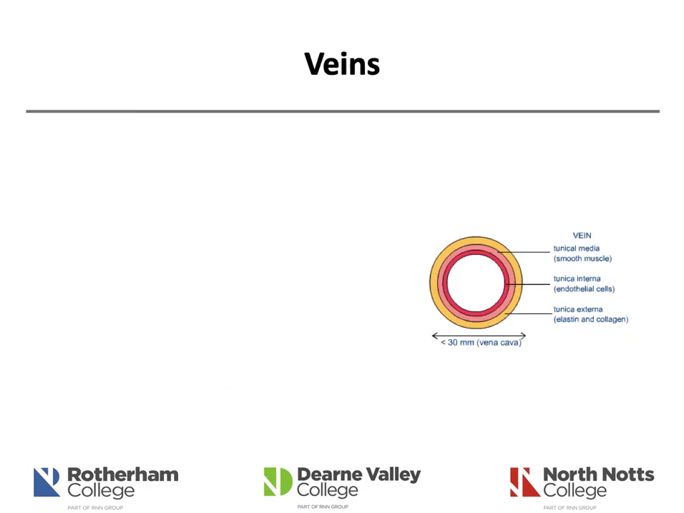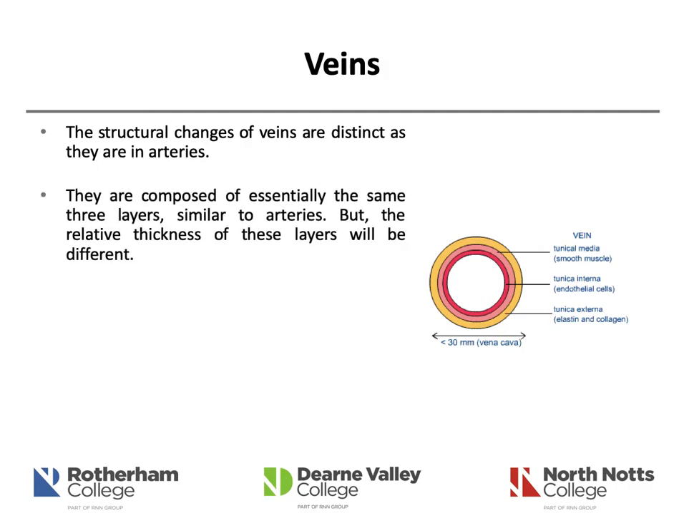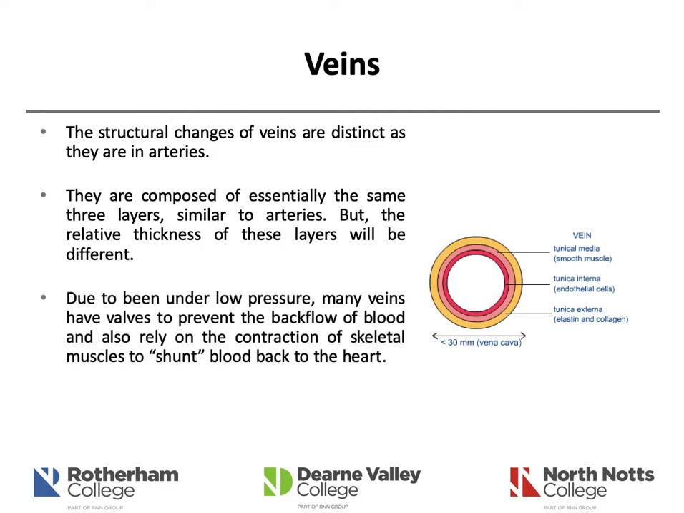Veins. The structural changes of veins are distinct as they are in arteries, so ultimately they look slightly different, linking to the function. They are composed of essentially the same three layers, similar to arteries, but the relative thickness of these will be different. They're under less pressure.